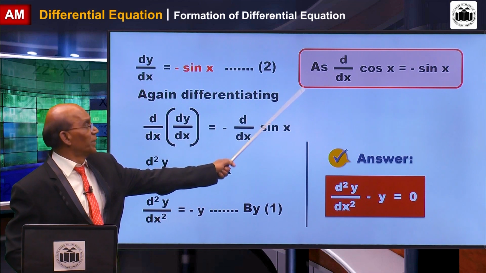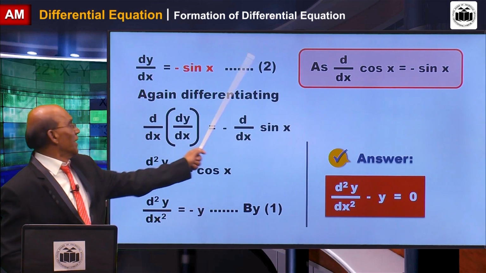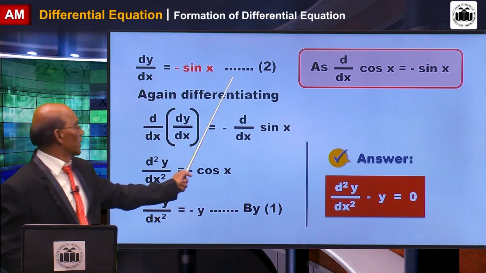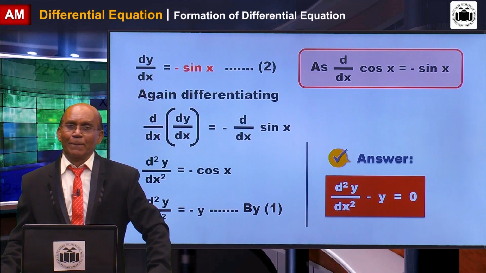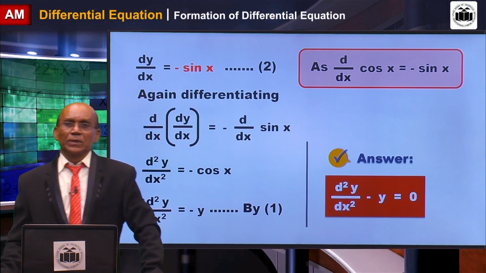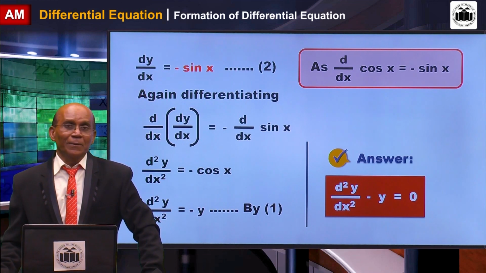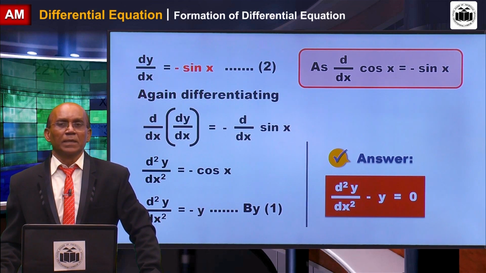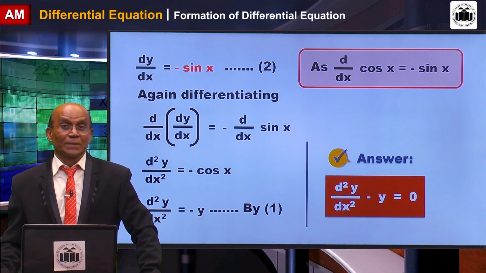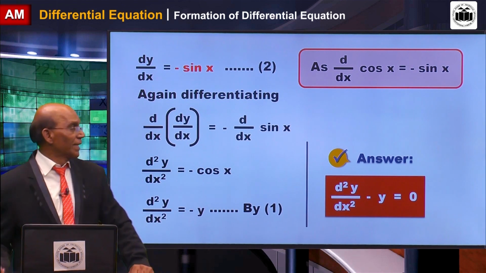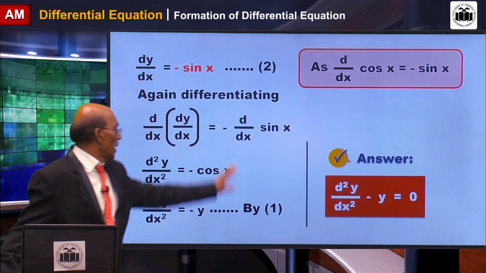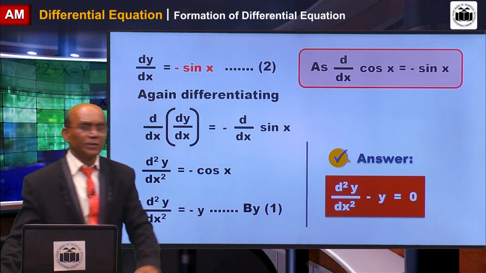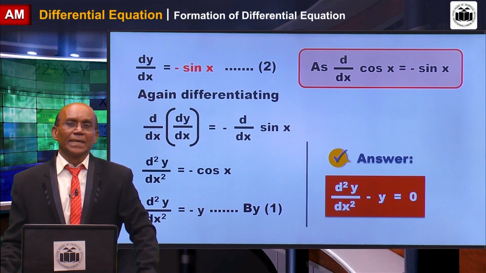Because this is the derivative we are going to take here, hence we can write dy by dx as minus sin x. That is our equation 2. Again differentiating equation 2, now we can say d by dx of dy by dx equals minus d by dx of sin x. As far as the rule is concerned, we take that minus sign outside, minus d by dx of sin x.